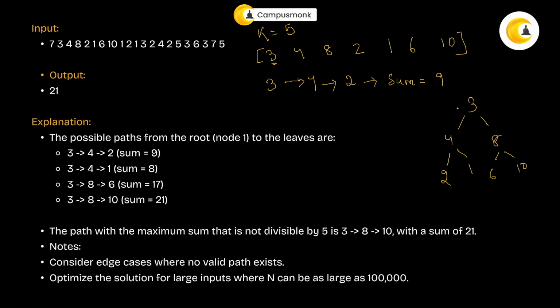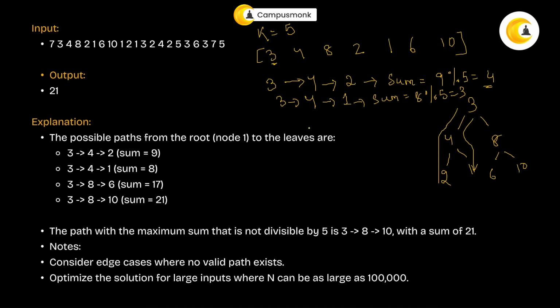Okay, so the path can be 3, 4, 2. The sum is this. Now if I take the mod of this by k, that is 5, you'll get a remainder of 4. So it is not divisible by k. You're having a remainder of 4. Now if you change the path to 4, 1, okay, so you're taking this path, then your sum is equal to 8. Again, 8 is not divisible. It will have a remainder of 3.